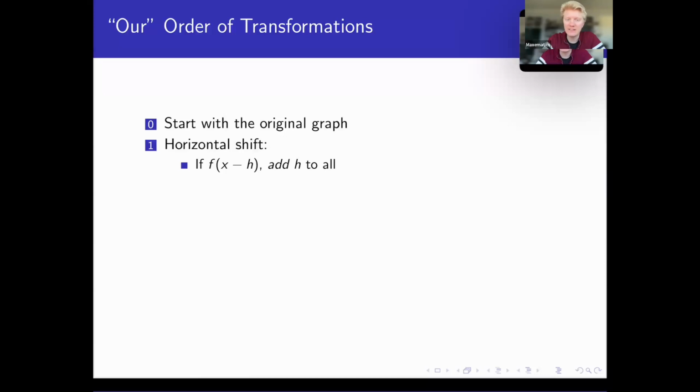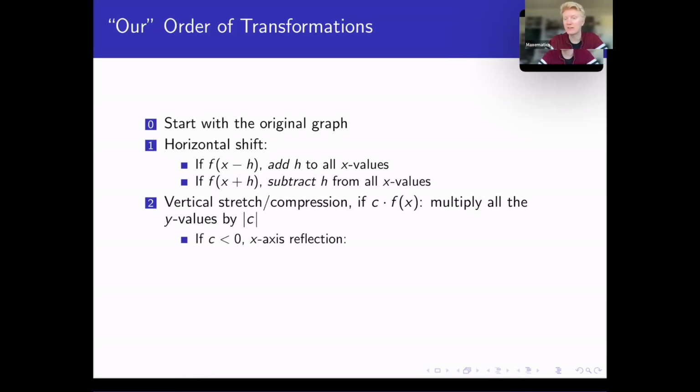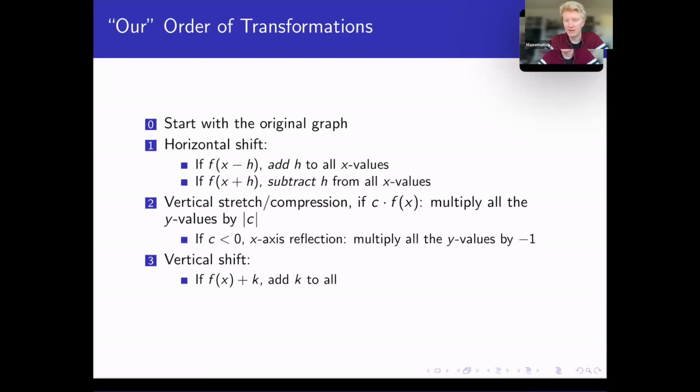If we have f of x minus h, add h to all the x values. Horizontal shifts are backwards. If you have f of x plus h, we're going to subtract h from all the x values. Vertical stretch or compression: if we have c times f of x, multiply all the y values by the absolute value of c. But if your c is negative, then do an x-axis reflection and multiply all the y values by -1. Vertical shift, very last thing we do. If we have f of x plus k, we're going to add k to all the y values. F of x minus k, subtract k from all the y values. Again, now that they're side by side, notice the difference between horizontal shifts and vertical shifts.